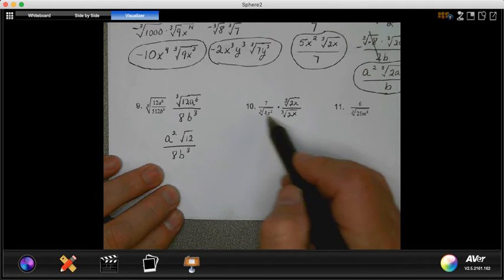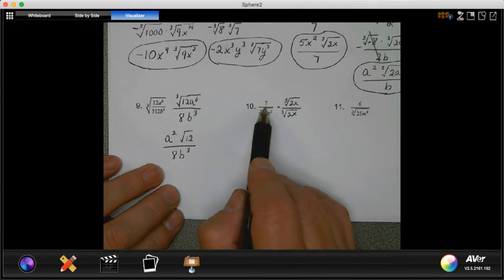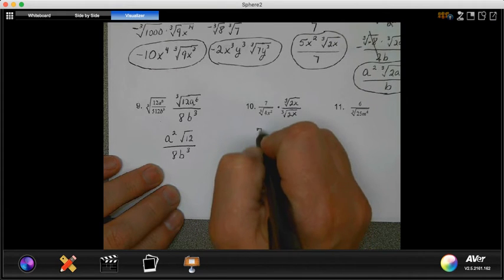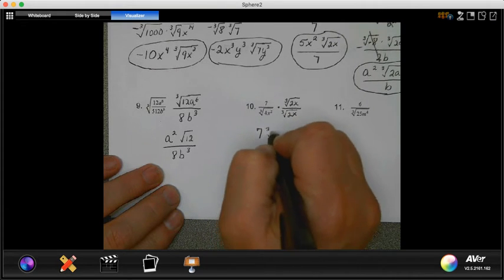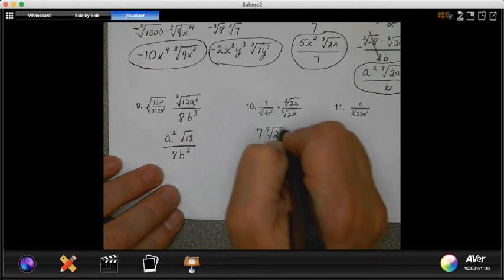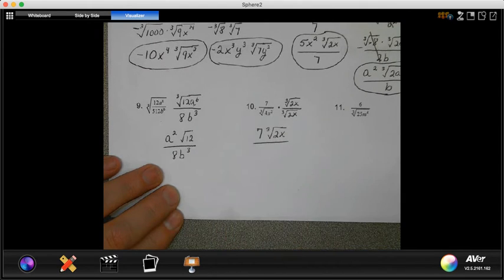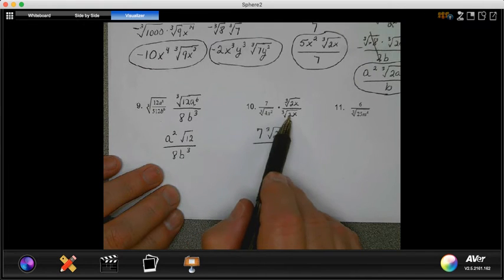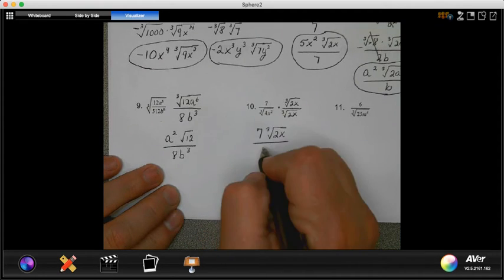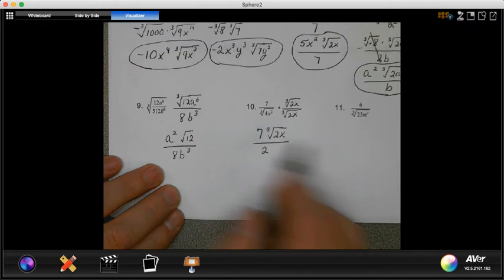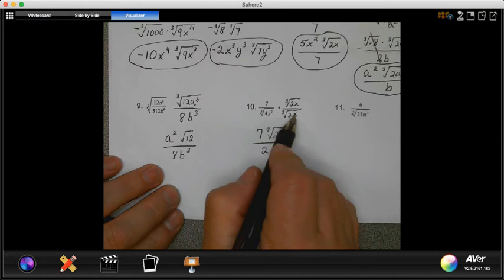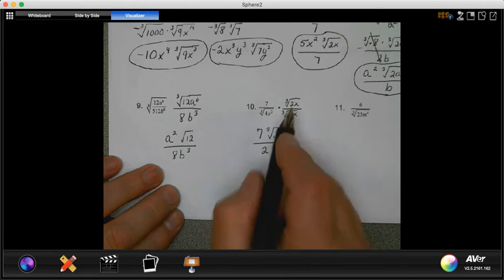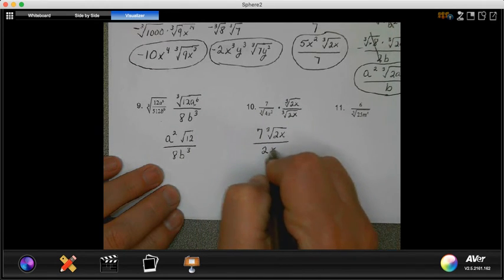Okay? So now watch how this works. In the numerator, you just write what you see. You have 7 cube root 2x. And in the denominator, make your calculations. You have 4 times 2 is 8, and the cube root of 8 is 2. You have 3 x's that are under a cube root, so they'll cancel each other down to 1x, and you're done.